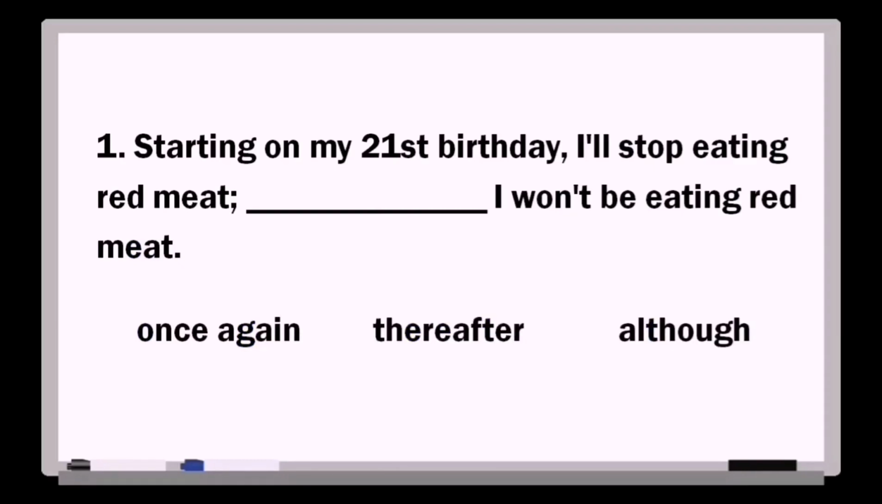Blank, I won't be eating red meat. Can you guess the right answer? You got it right! The answer is thereafter. We use thereafter to show relation in time within the sentences.